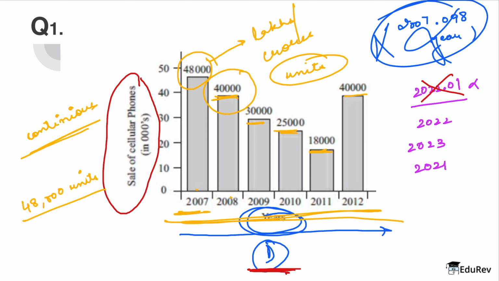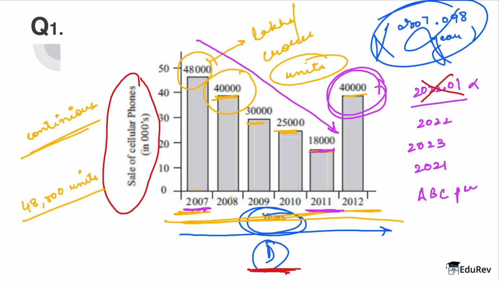Now, one trend which you can see is that from 2007 to 2011, the sale is decreasing. And immediately in the year 2012 it rose from 18,000 to 40,000. Now what could be the reason? There could be n number of reasons. Maybe the company whose cellular phone sales we are seeing, suppose it's the company ABC Limited, Public Limited, maybe that company has launched a new product. Maybe it's Google. Maybe they have launched, say, Alexa or something.